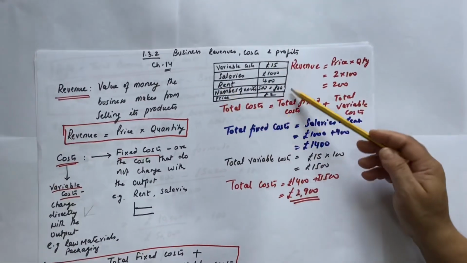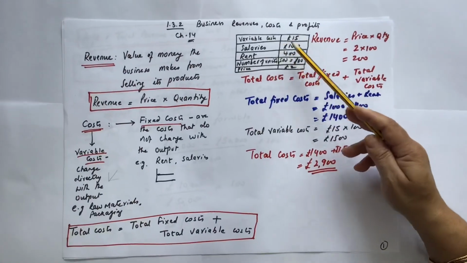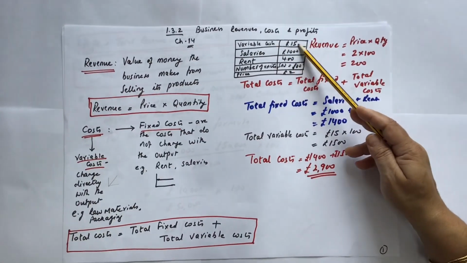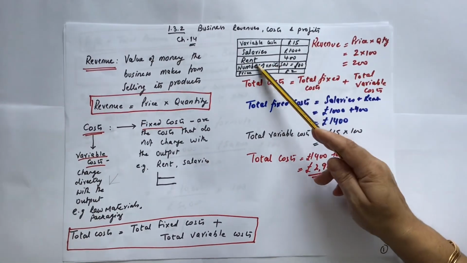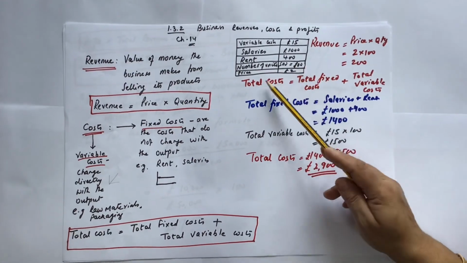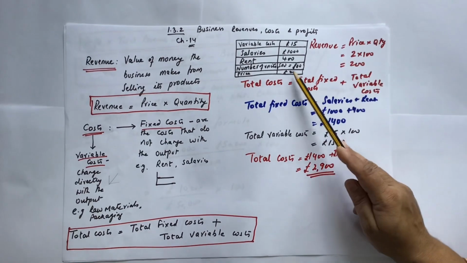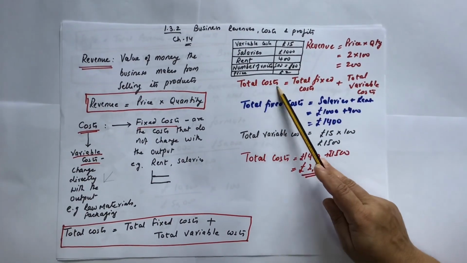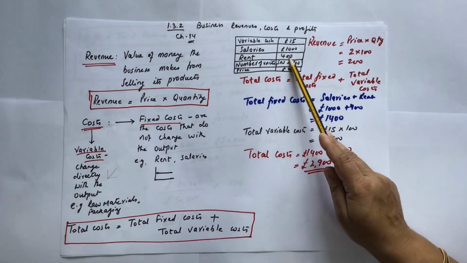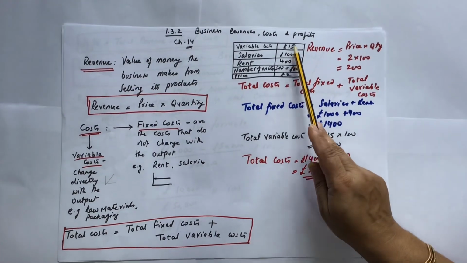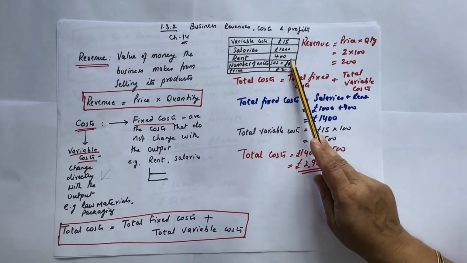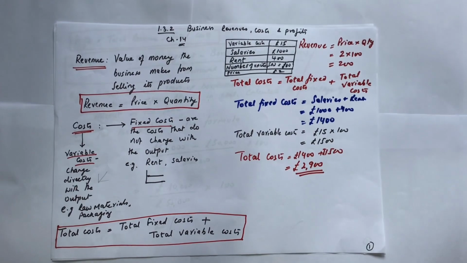For example, if that's the table: variable costs 15, normally variable costs are given per unit. Salaries 1000, rent 400, number of units sold 100, price is 2. So for revenue, you just multiply price times quantity, 2 times 100, so 200. Total cost, you calculate fixed cost, so these are fixed costs 1400, and that's variable cost per unit, 15 times 100, 1500, and that's your 2900.